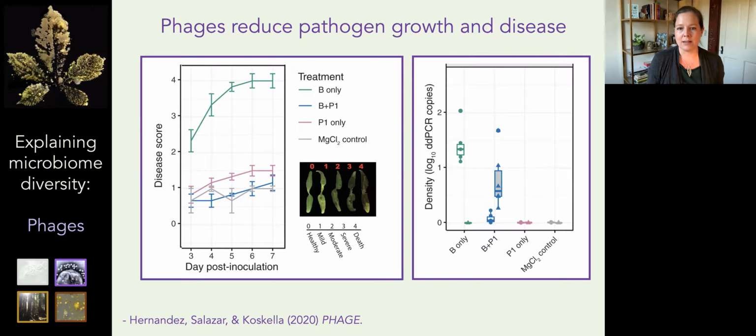And of course, these are two controls here. This is the phage alone. We do not see any disease. And this is a magnesium chloride control here in gray.